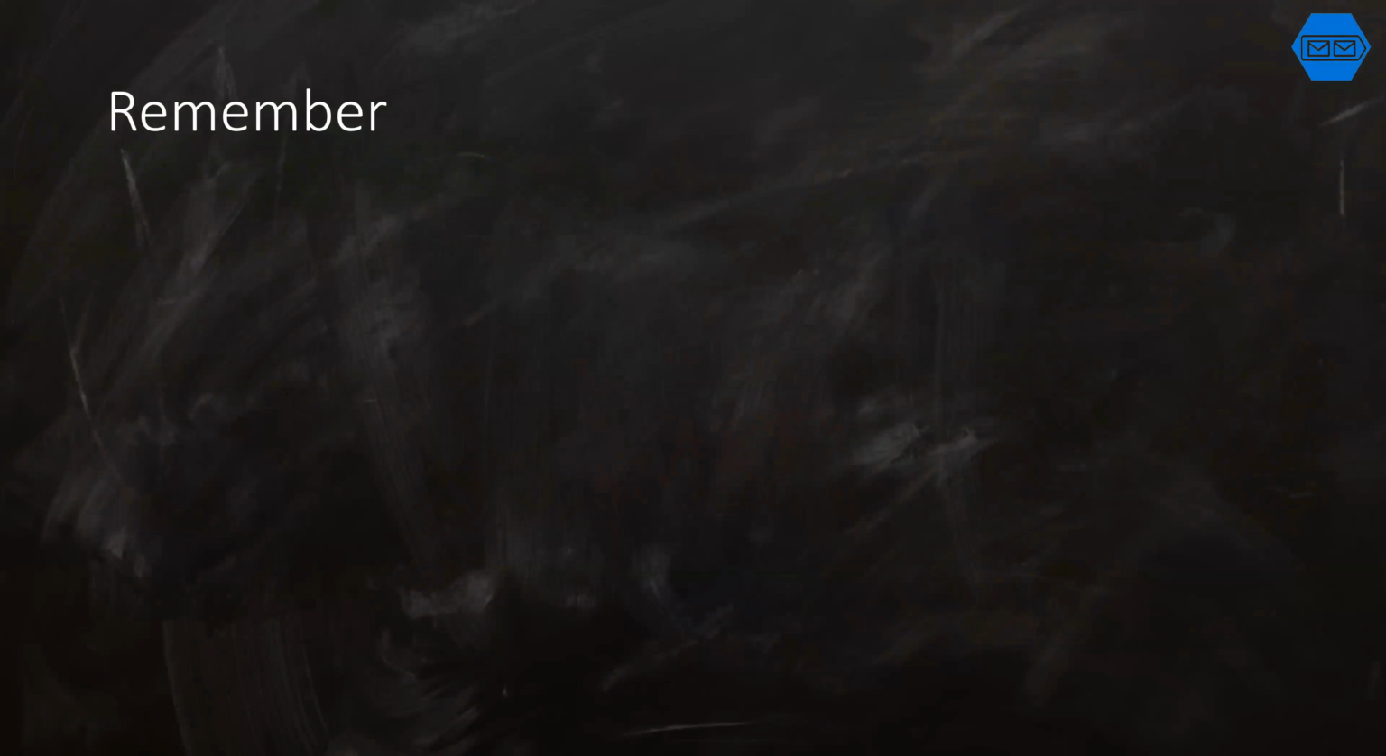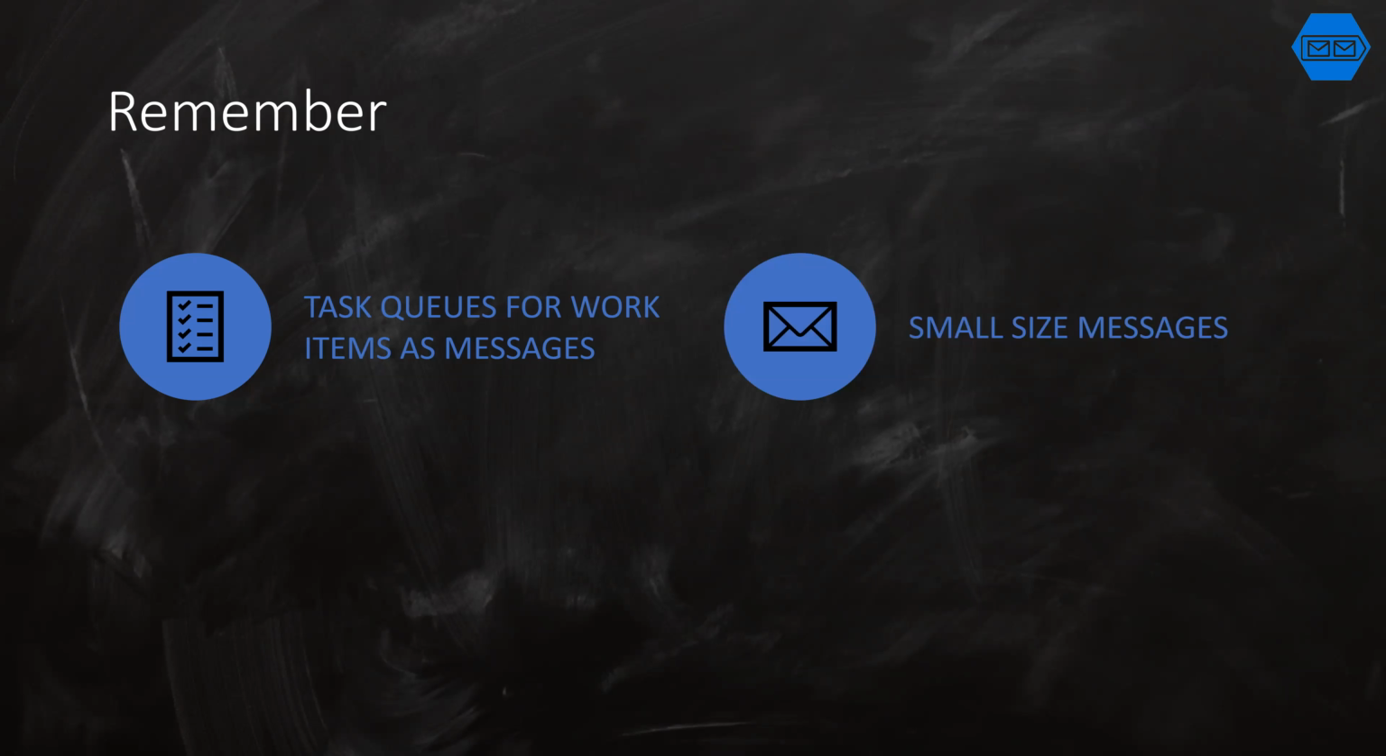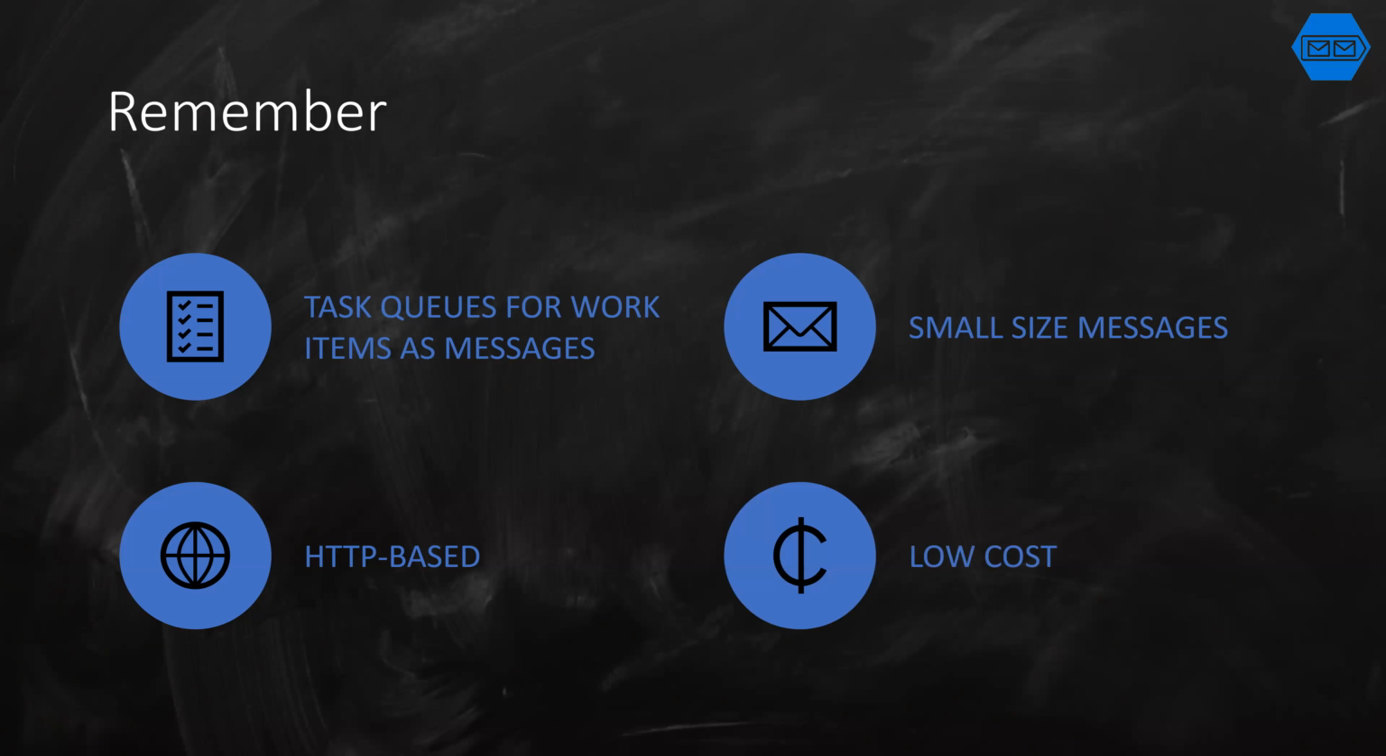Let's sum it up real quick. Things to remember: these are task queues for work items as messages. Very small size messages, mentioned 64K, and if you do some sort of custom envelope to indicate headers or whatnot, even smaller than 64K. It is HTTP based, meaning that no matter what SDK you're using, you can talk to the service from any language using various SDKs that are available. And it's an extremely low cost service, which makes it quite appealing.